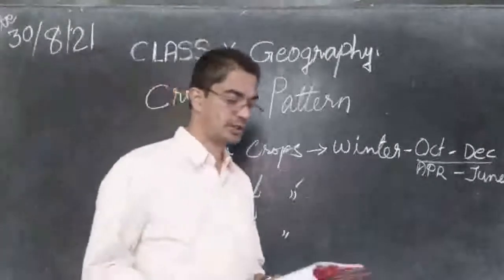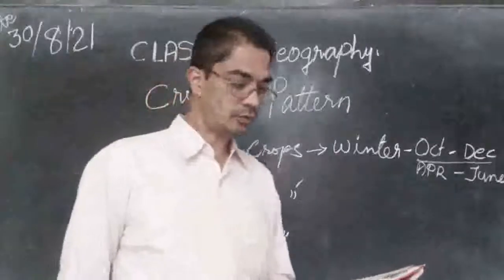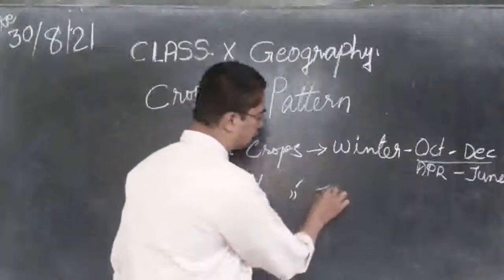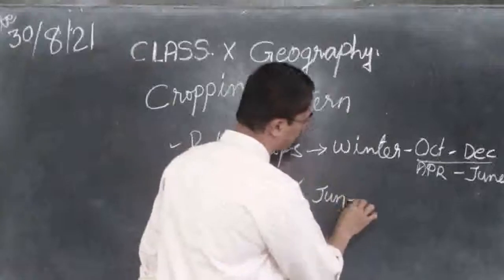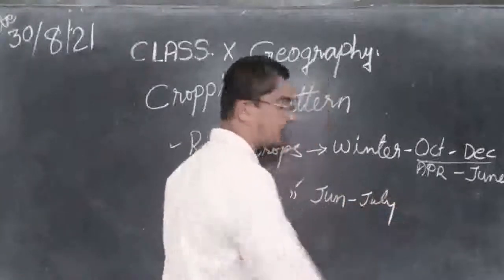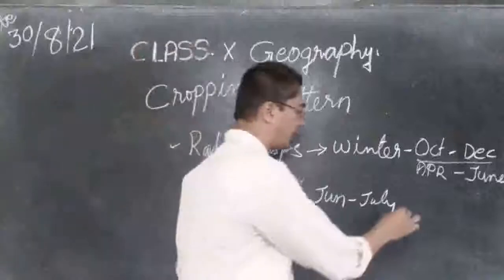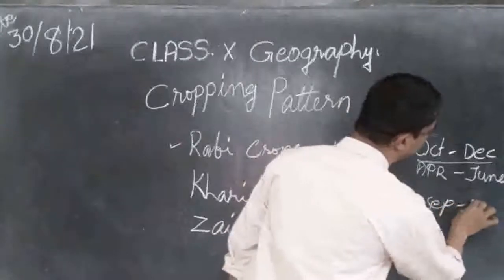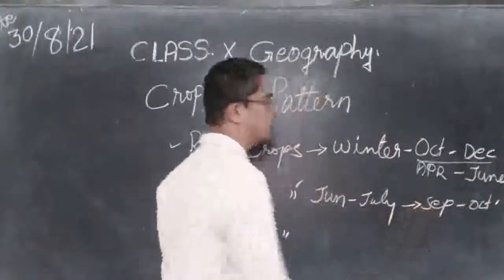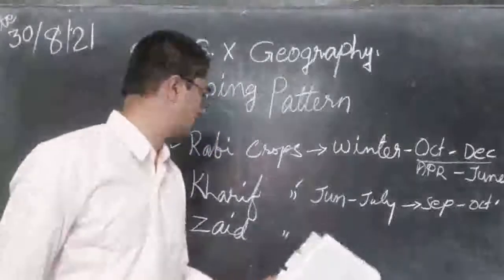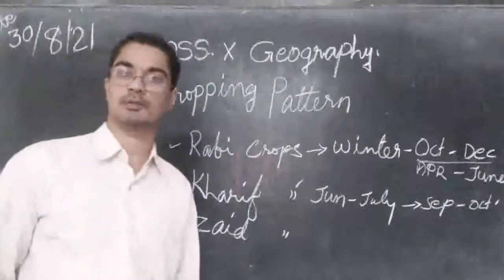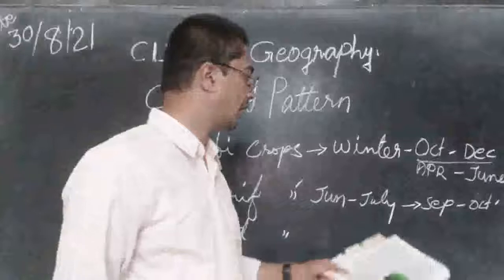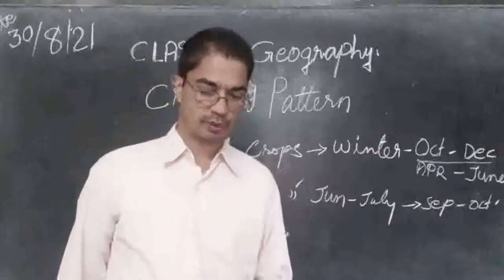And the harvest is done in September to October. So let us say June to July the planting is done, then harvest is done in September to October. That is the format for the kharif crops. They do the planting in June, July, August according to the rain they receive. Then harvest is done in September to October.